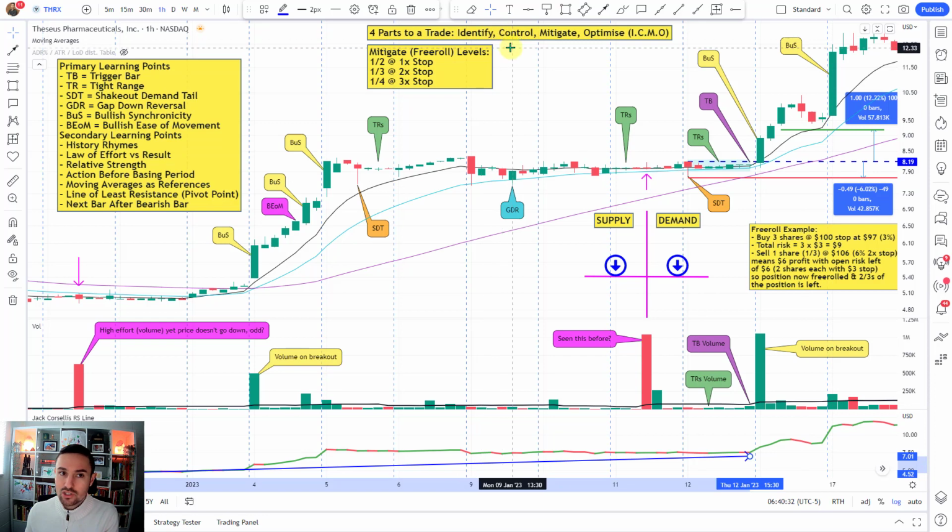And then we can go into the control, the mitigate, the optimize thereafter. And then also, this is a subtlety, but the next bar after a bearish bar, we'll be looking at that as well. So let's start from the left and work our way to the right. We're always trying to tell ourselves a story of supply and demand. So it's actually very visual.